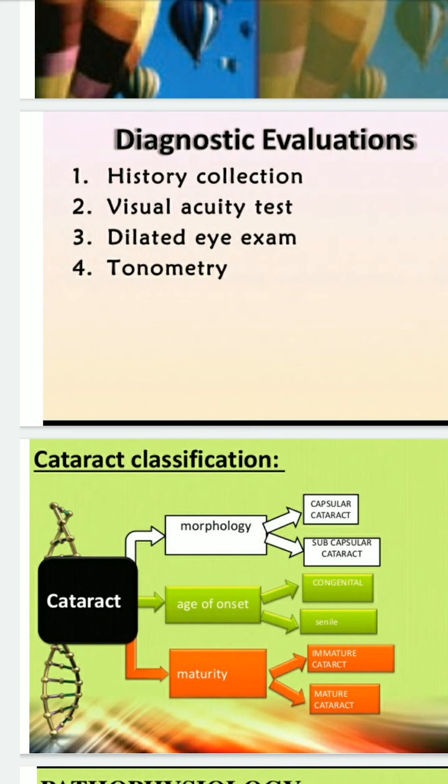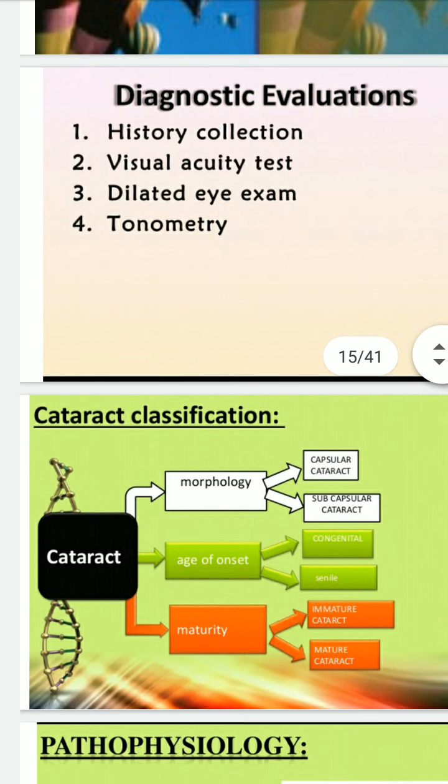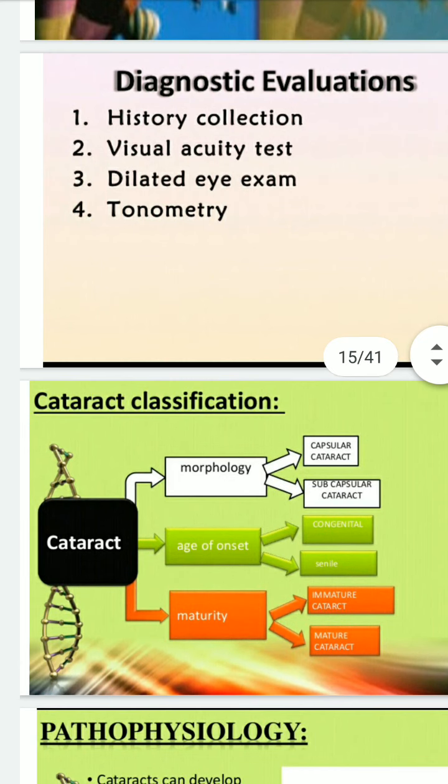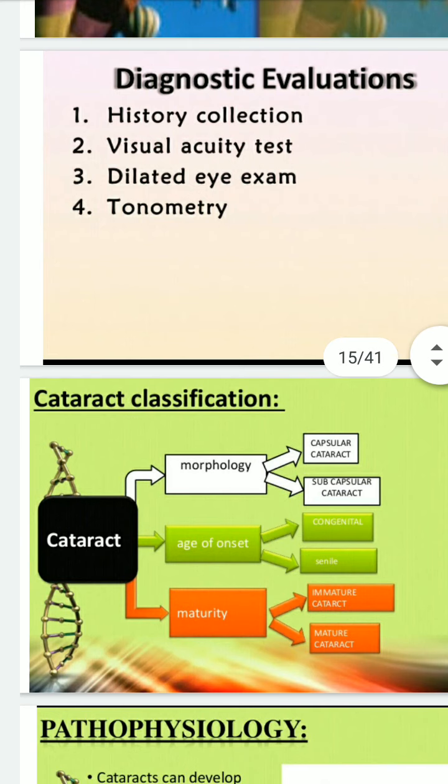And in subcapsular cataract, it usually forms near the back of the lens. That is right in the path of the light. It often interferes with our reading vision, reduces our vision in bright light and causes glare around lights at night. That's all about the subcapsular cataract, which usually forms near the back of the lens.